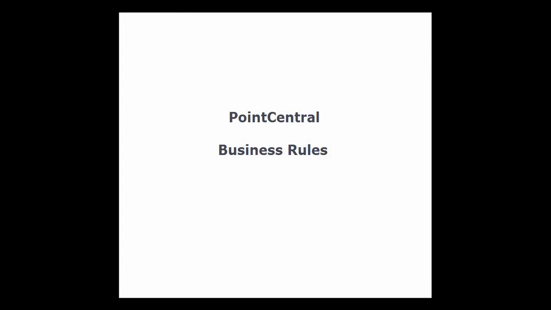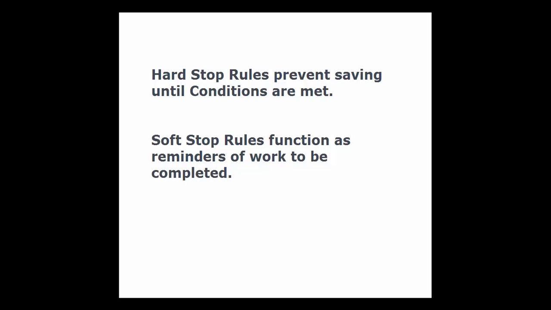In this tutorial, we will cover the use and creation of business rules in PointCentral. There are 4 default business rule types, grouped into 2 categories, hard stop and soft stop. A hard stop rule will alert a user of unmet conditions and will prevent the file from being saved until the set requirements are met, whereas a soft stop allows a user to continue through the message, functioning more as a reminder. The hard stop rules are disabled fields, required fields, and state licenses.